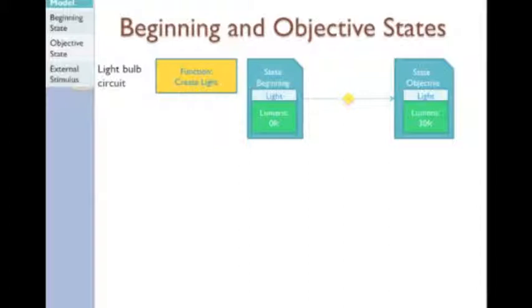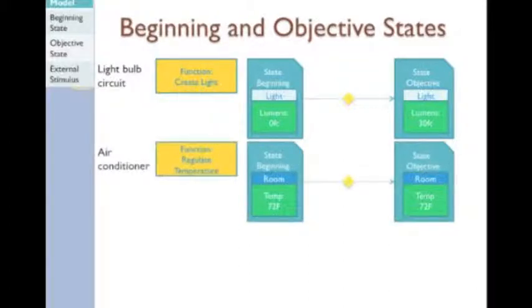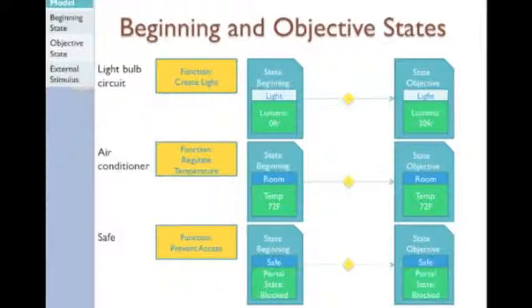Note, the notion of objective state may be more subtle than in the case of the flashlight. Take the case of an air conditioner regulating the temperature in a room. In this case, the temperature may rise and then return to the original temperature. In this case, the objective state could be the same as the beginning state. Alternatively, there could be no change at all. Take the case of a safe whose function is to prevent access. In this case, some portal, such as the door to the safe, is blocked by some locking mechanism. Once again, the beginning state and the end states will be the same, but in this case, there is no change in the state of the safe at all, at least for the function prevent access.